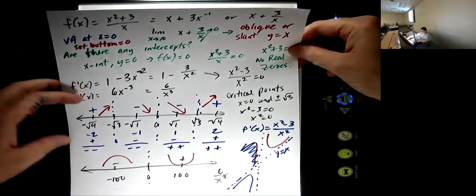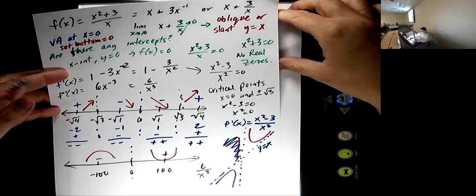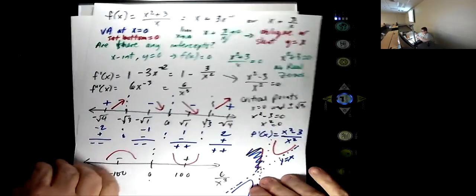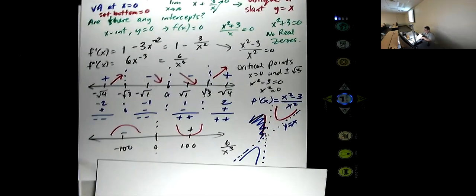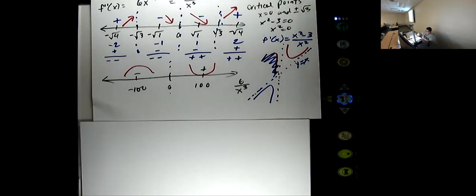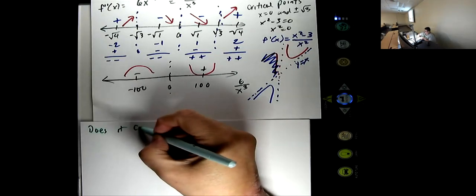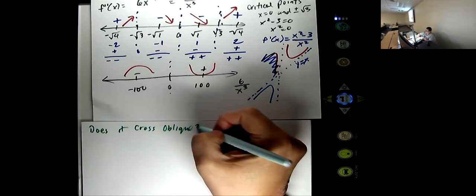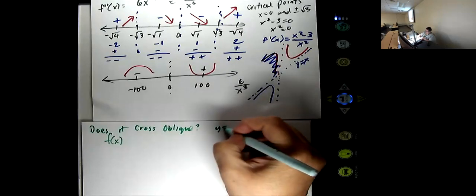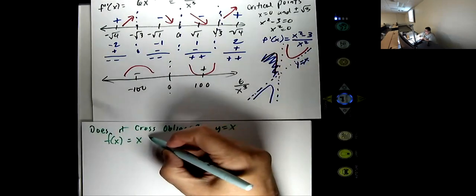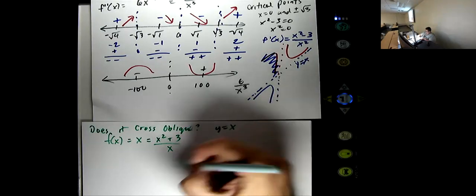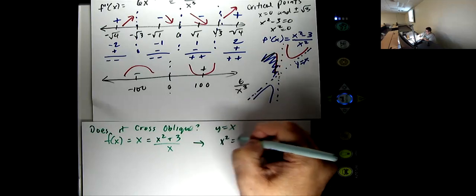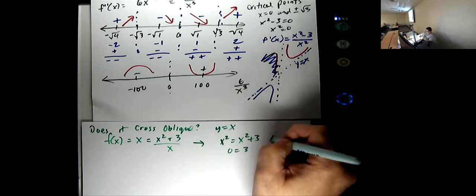So let's put that all together. I'm going to check to see if it actually crosses that oblique asymptote anywhere by setting f of x equal to x. The oblique asymptote was y equals x, so we set f of x equal to that. So we have x squared plus 3 over x. When I clear the fractions, I get x squared equals x squared plus 3. Zero equals three, so no, it doesn't.